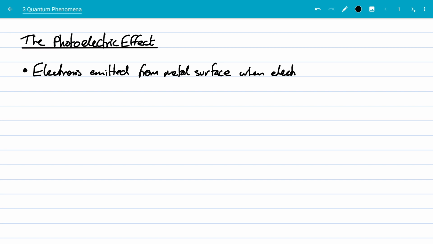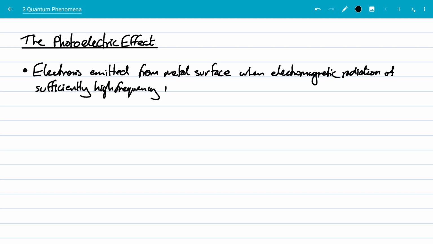Let's call it electromagnetic radiation rather than light. Radiation of sufficiently high frequency was incident upon the metal. Now we call that frequency the threshold frequency.